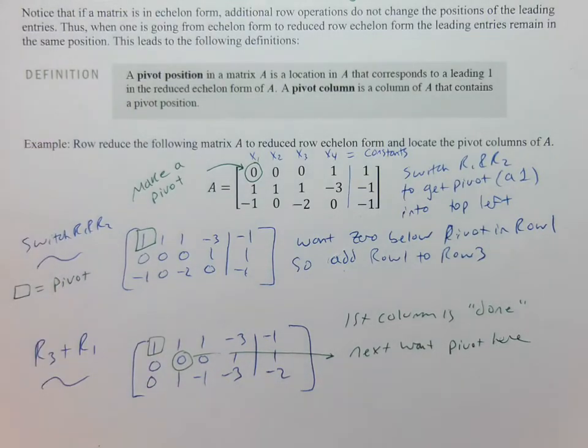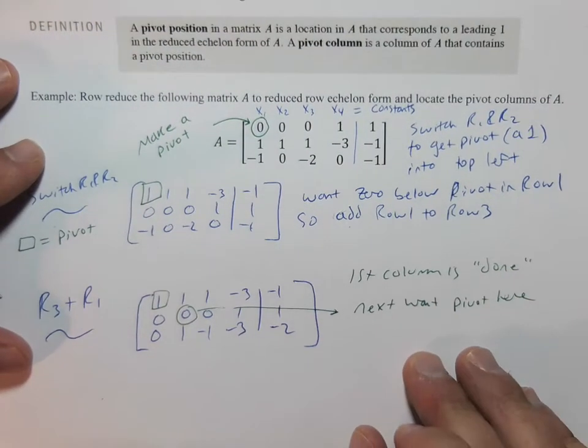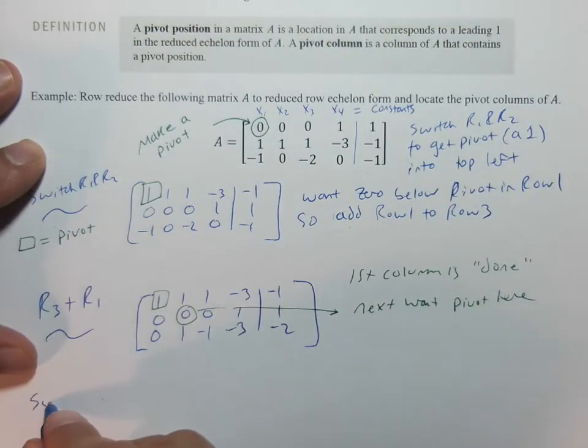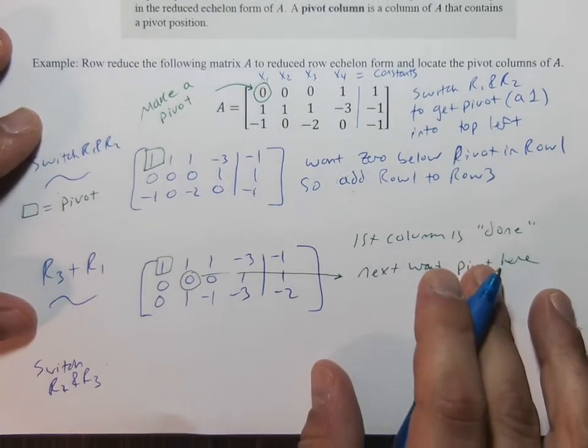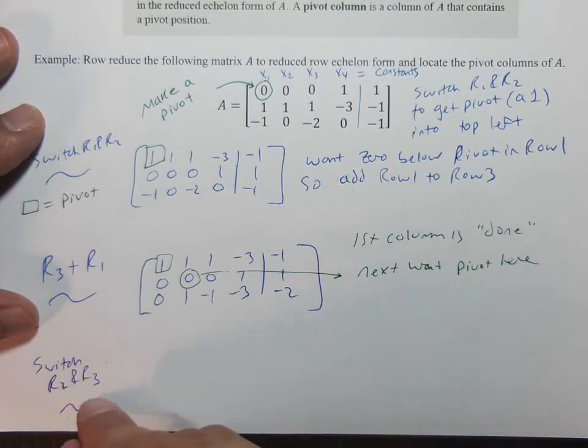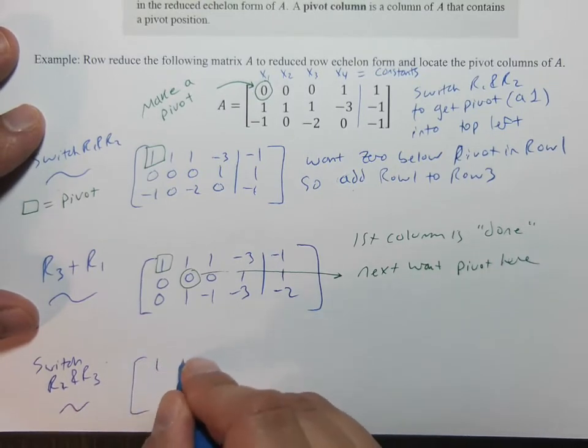Take a second to think how we're going to do that. How are we going to get a 1 right here? Well, we can just switch rows again. We can switch rows 3 and 2 to get a 1 into that location. Row 2 and row 3. All right, so we switch rows 2 and 3, and it looks like this.